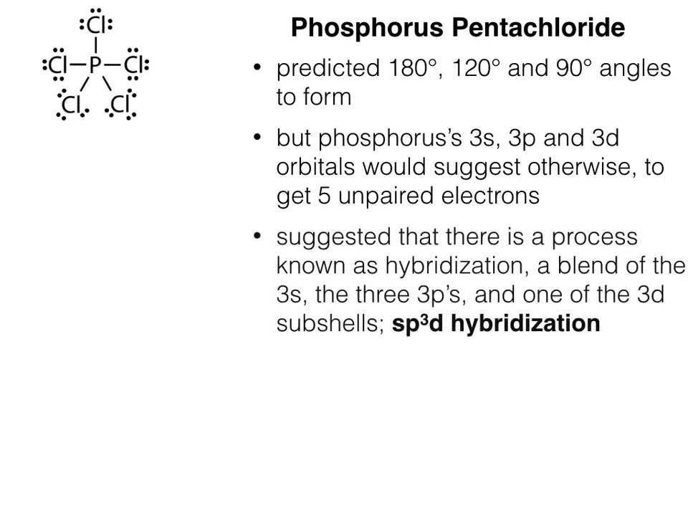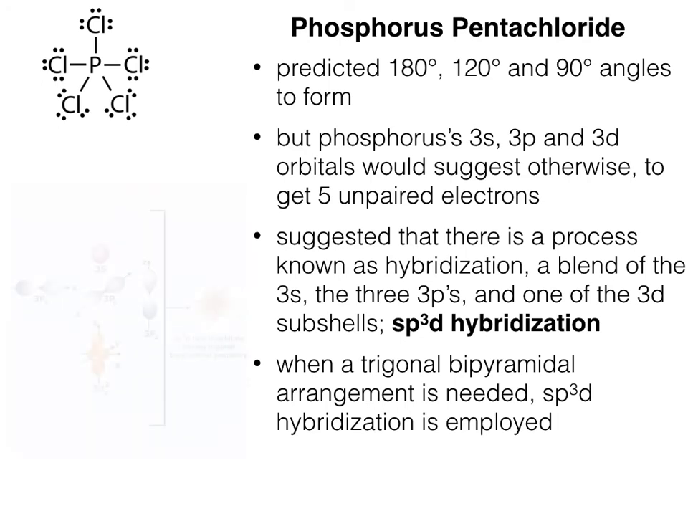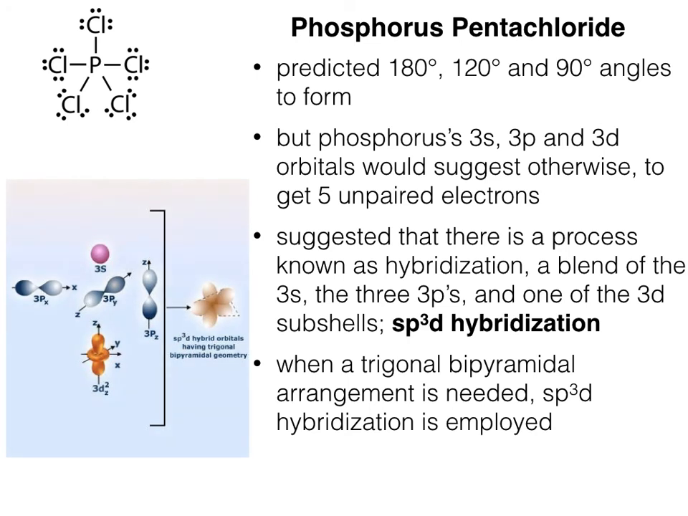So we have a different kind of hybridization, and now it involves the 3s, all three of the 3p orbitals, and one of the 3d suborbitals or subshells for what is referred to as sp3d hybridization. And so when you need a trigonal bipyramidal arrangement, then sp3d hybridization is employed. The blending looks like this.